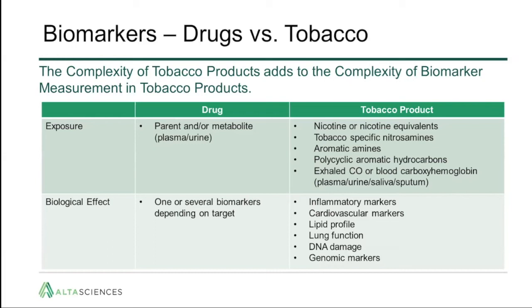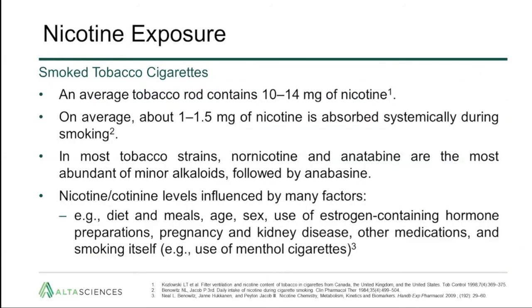Then you get into the biological effect. So when you look at a standard drug product, it can have several biomarkers. It depends largely on the target of the drug. For tobacco products, you have a variety of different things that the products can exert biological effects on, including inflammation, cardiovascular effects, lipid profiles, lung function, DNA damage, genomic markers. There's quite a myriad of things to look at.